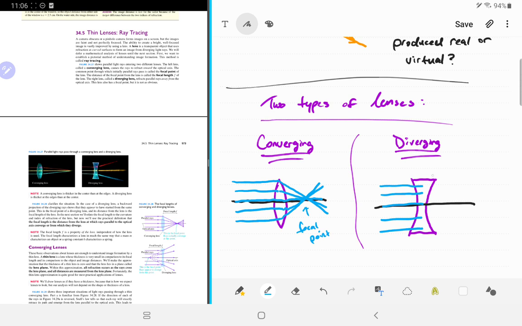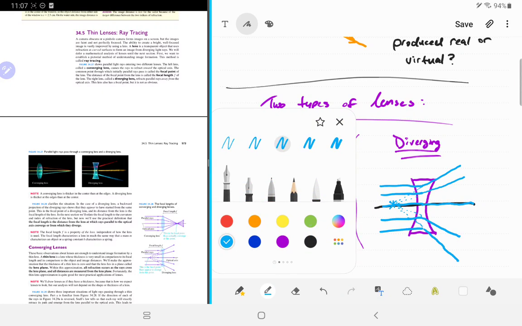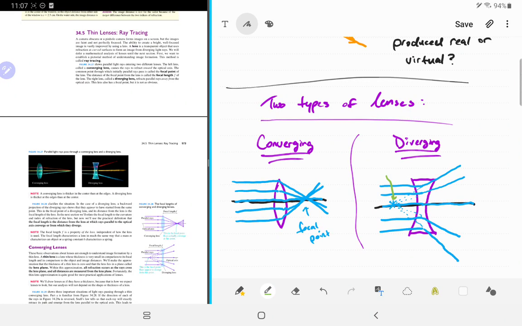A diverging lens will take these parallel light rays and bend them away. As soon as I draw that first one, I'm going to note this point right here: this light ray was bent away, and if I trace it back, it goes to this point. All of these light rays, if I trace them back, are traced back to the same point. So even though the light rays aren't being focused right here, this point is still called, even for a diverging lens, the focal point right here.